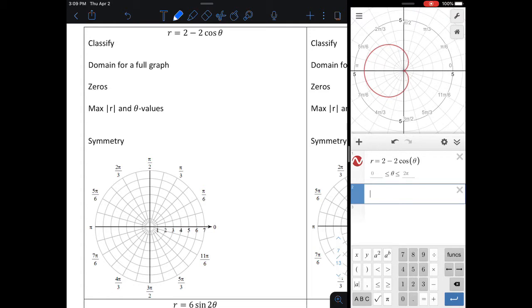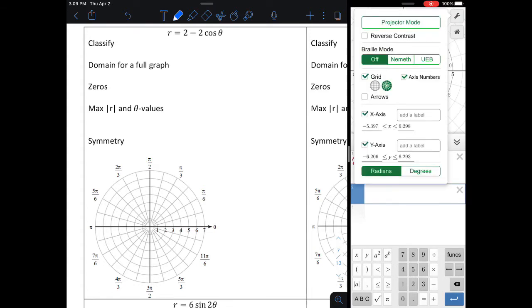Now when you go to graph it in Desmos, what you would need to do is turn on your polar grid. Instead of the rectangular grid, it has its own grid, which gives us our polar graph. And we want to make sure we're in radians because that's what our graph is that we would eventually sketch it on.